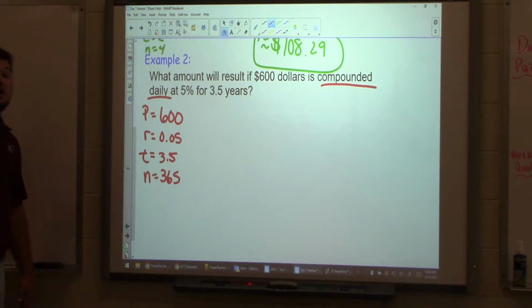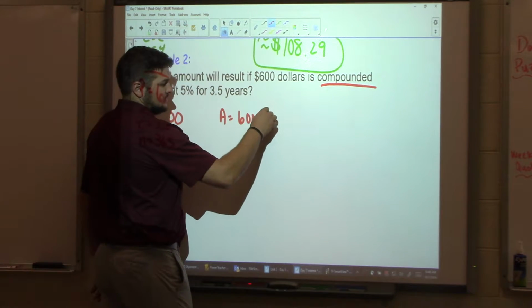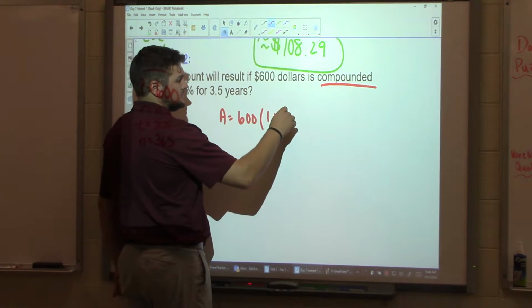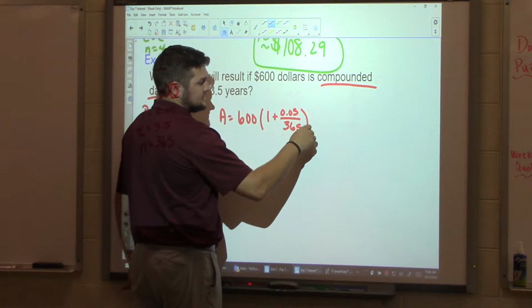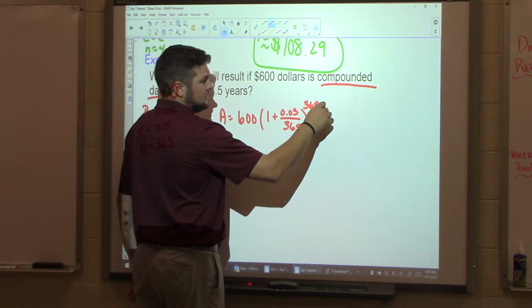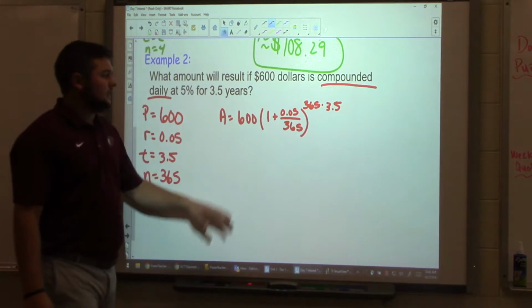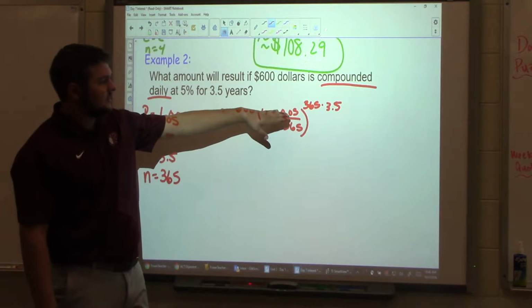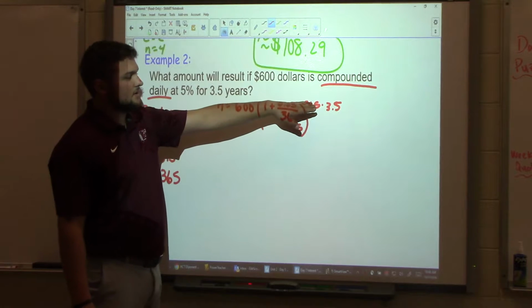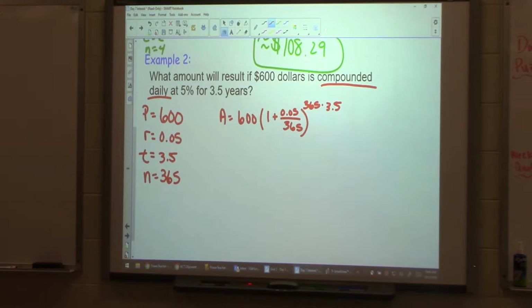Okay. I'm going to take all that information and plug it into the formula. A is going to equal 600 times 1 plus 0.05 over 365, to the 365 times 3.5 power. Right? A equals the principal times 1 plus the rate over the number of times I compound, to the number of times I compound times time power. Then you can go ahead and put that in your calculator.